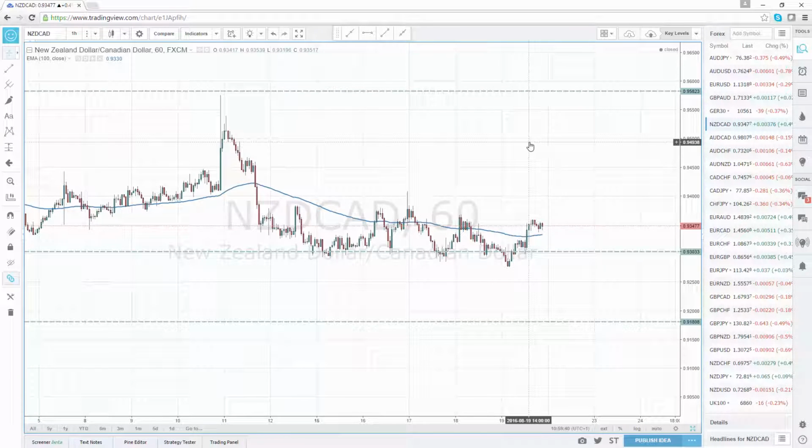We're quite happy to play this in either direction, but my preference is for the market to break out above this level, show us some nice price action around that level, at which point I'll then be looking to get long with my stop below this level here, below the 0.9273 level.